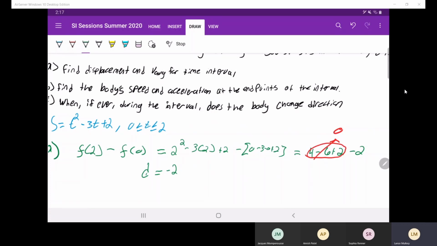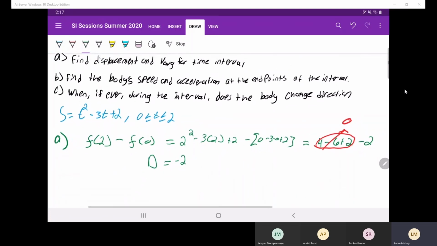So this is the displacement. Or actually, better term, this is s at t equals 2. Oh, no, it's not s at t equals 2. My bad. It's just the displacement d.